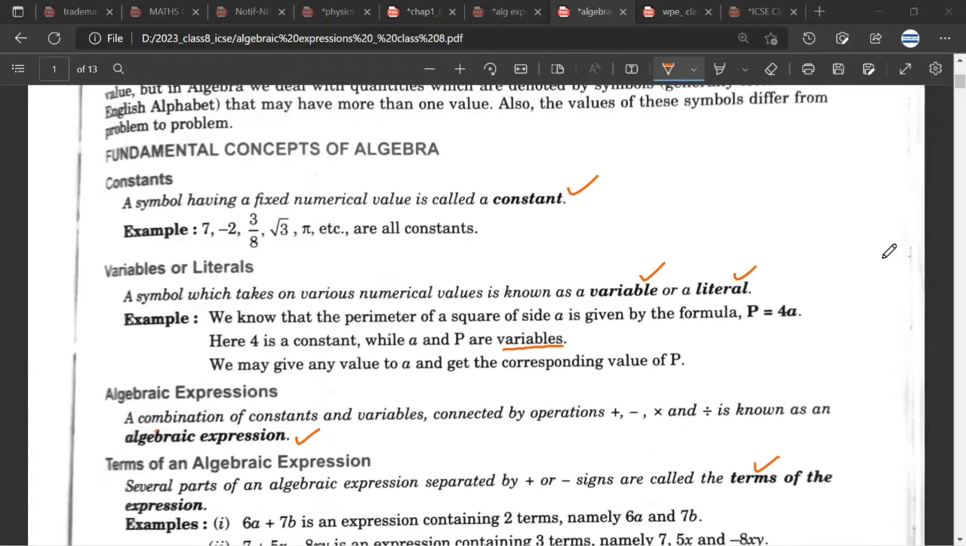A symbol having a fixed numerical value is called a constant. Basically all kinds of numbers. So 2, 3, minus 3, 2 by 5, 5 by 3, root 7, 73, all. So any number that you see is basically a constant. Why is it called constant? Because the number can't change.